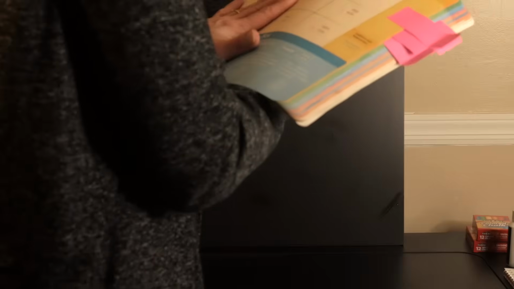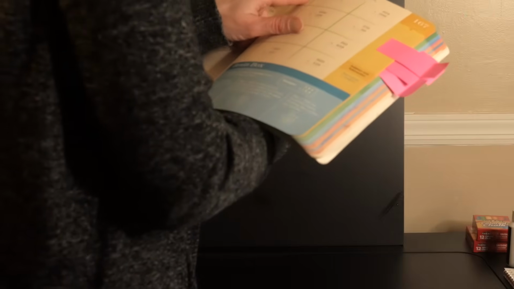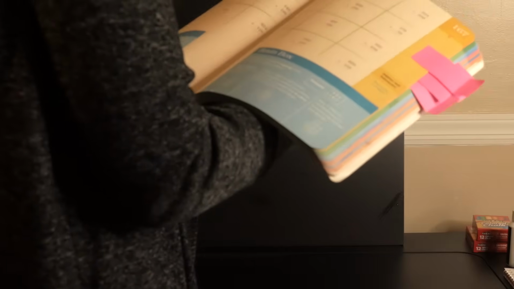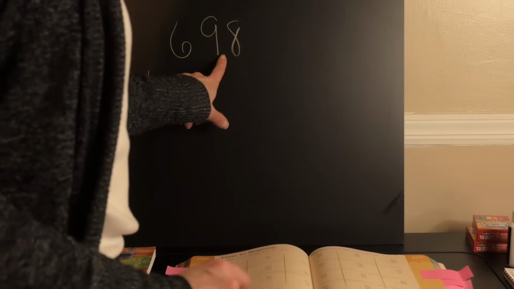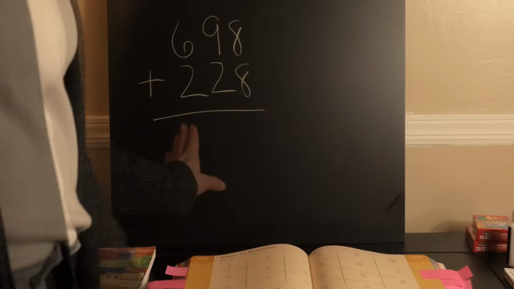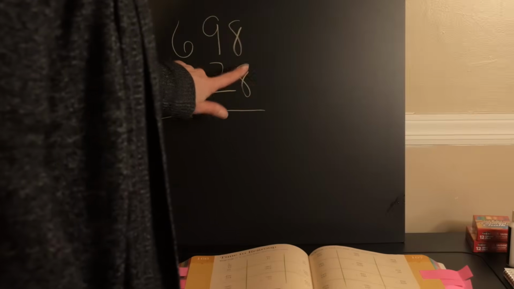Alright, now we're going to have to work on some addition with regrouping. So that's going to mean that it gets a little bit more complicated, but I think you're alright. So our first problem is we have 698 plus 228. Alright, so can you tell me where to start?